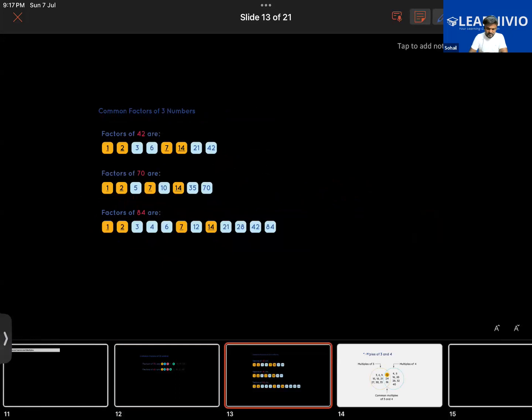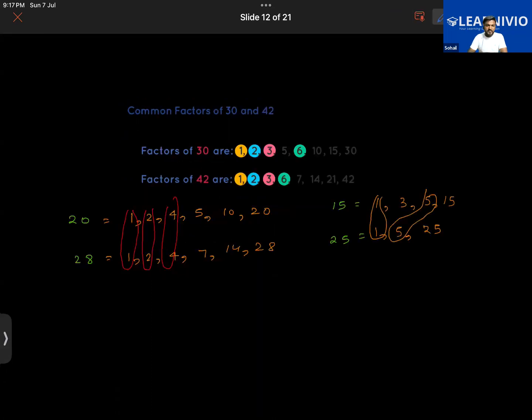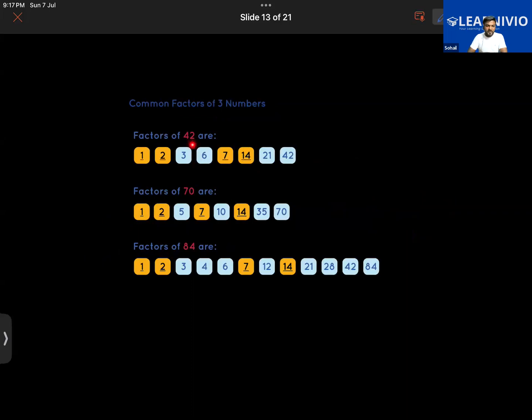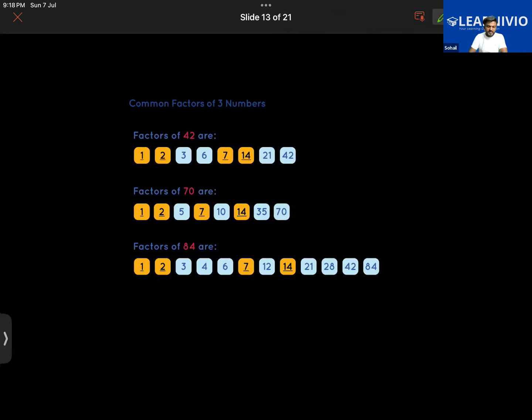Before we continue with that, now we are having three numbers. So far we have been finding the factors of two numbers. Now what if you were to have three numbers like 42, 70, and 84 given here? Similarly, the factors of the numbers are written down here, and we have circled the factors which are common in all of them. So 1 and 2 are common, right? 7 is also common. After 7, which is the common factor? 14, isn't it? Got this, guys?